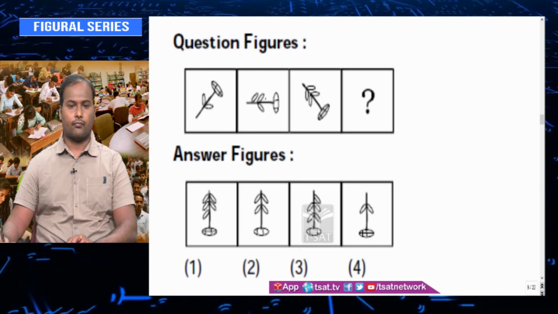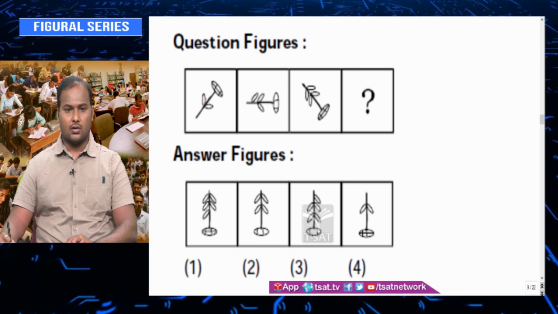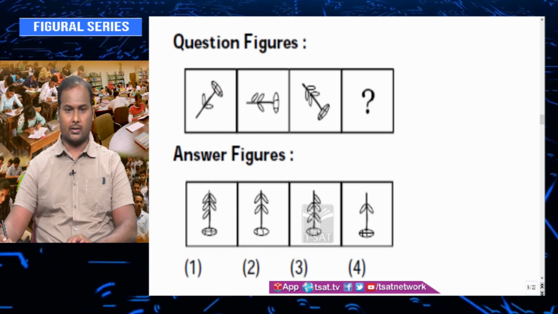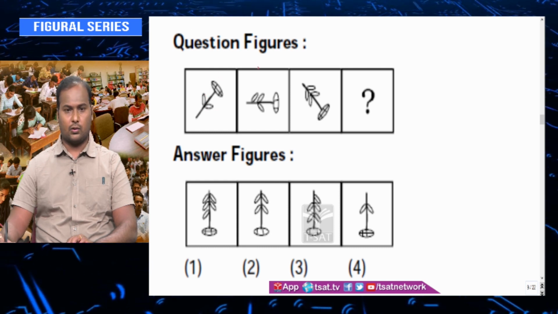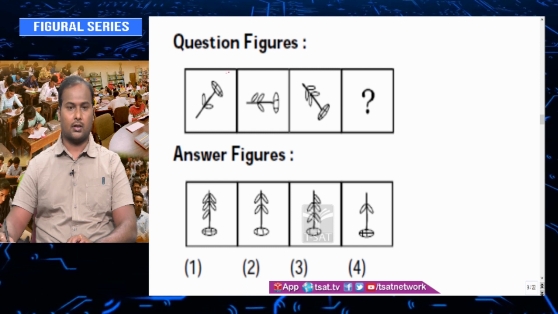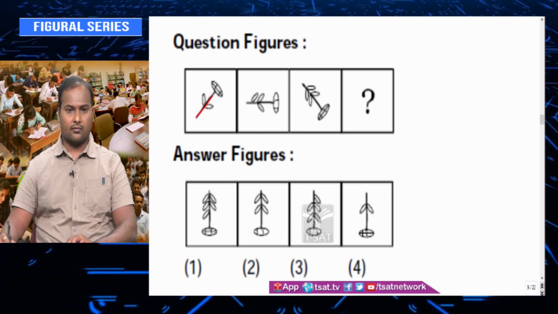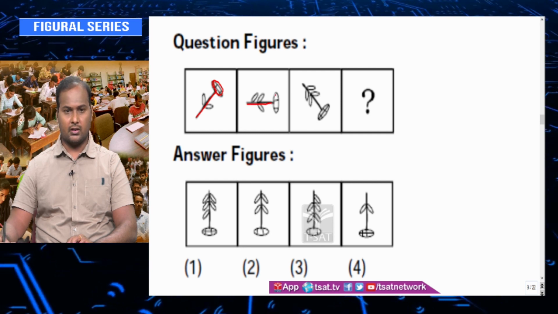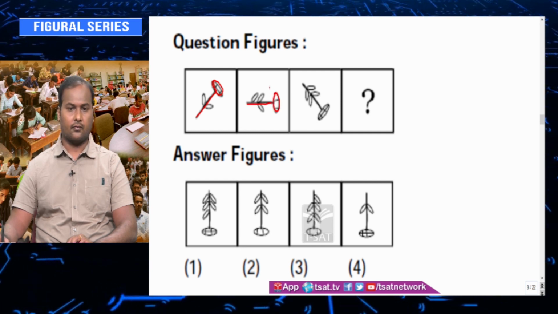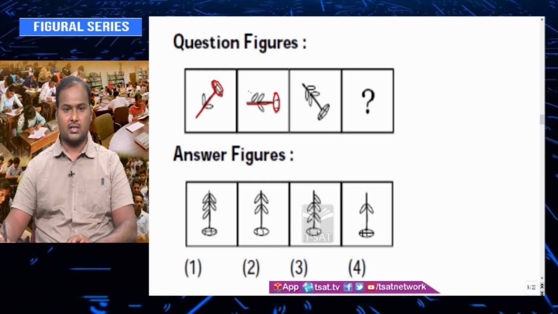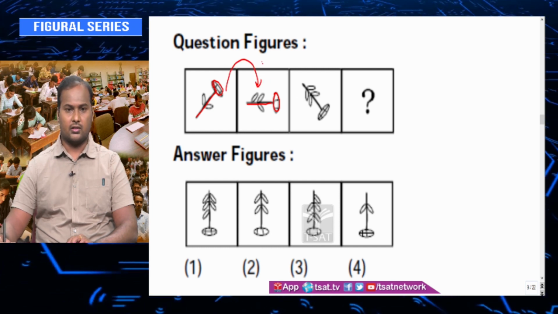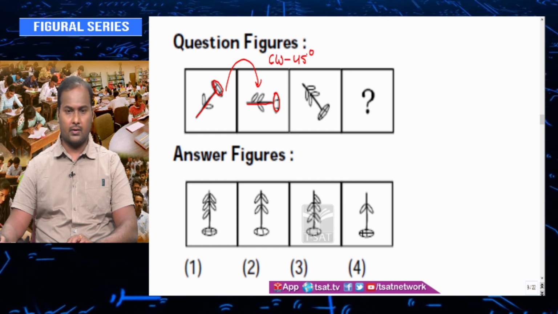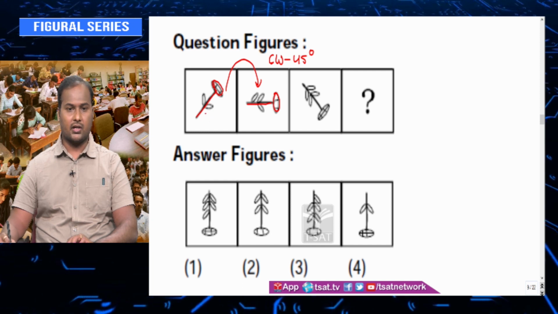Look at this question. Observe the changes. So here there is one circle, a line and 2 leaves. From one position to the next position, there are 2 changes. What are they? One is the rotation of this particular figure. How is this figure rotating? This figure is rotating clockwise by 45 degrees. From here to here it is rotating clockwise by how many degrees? 45 degrees.